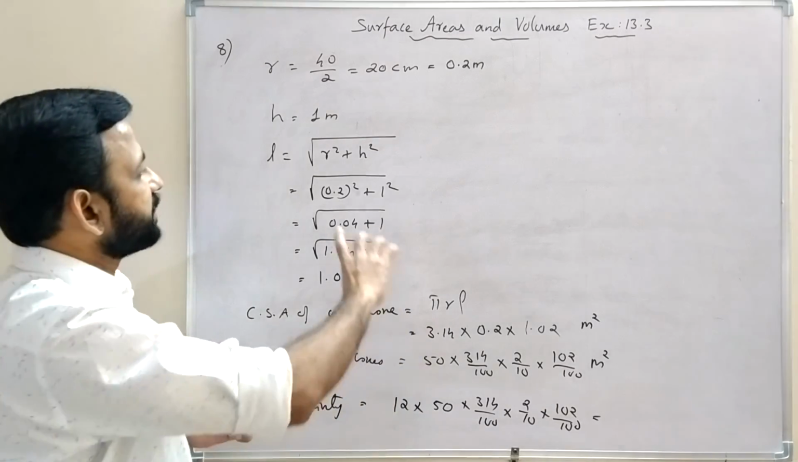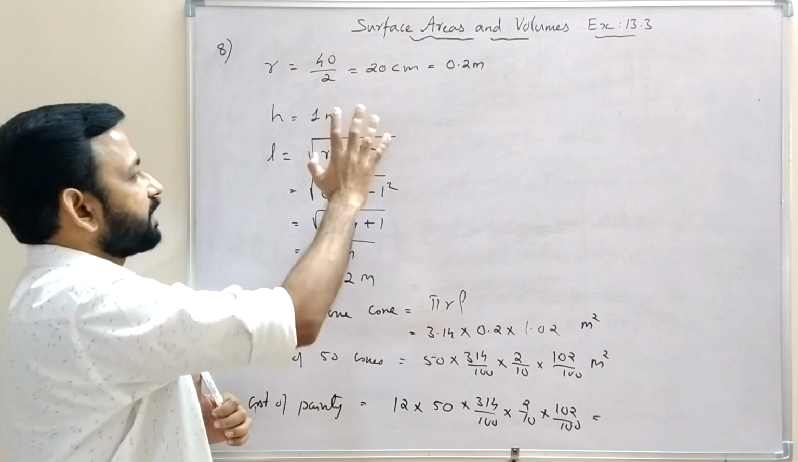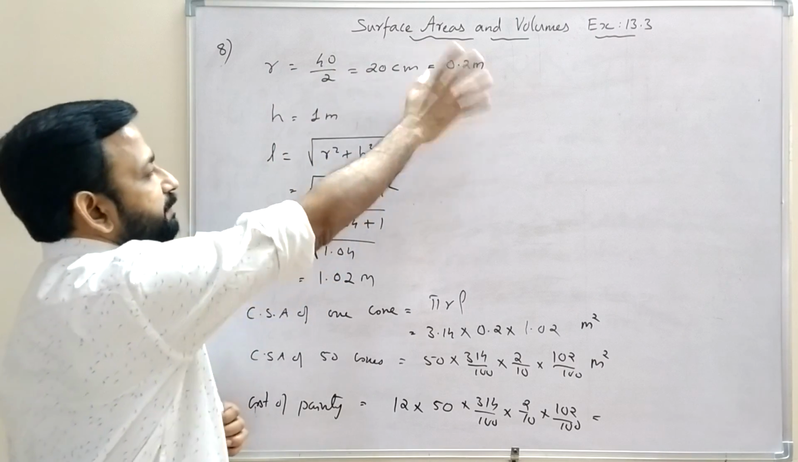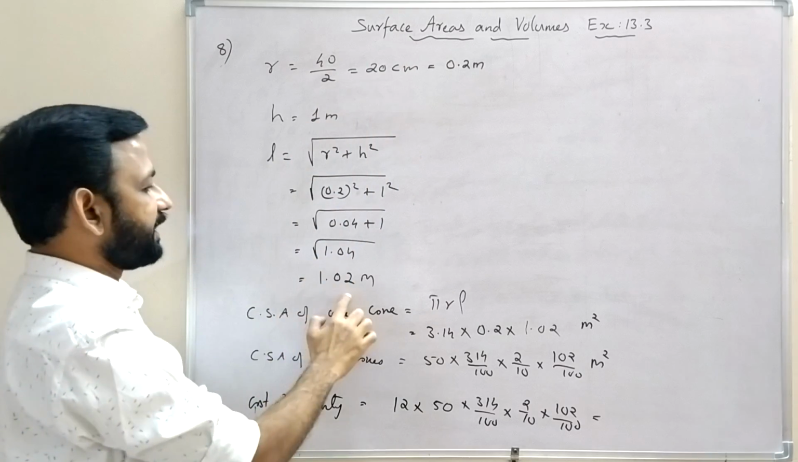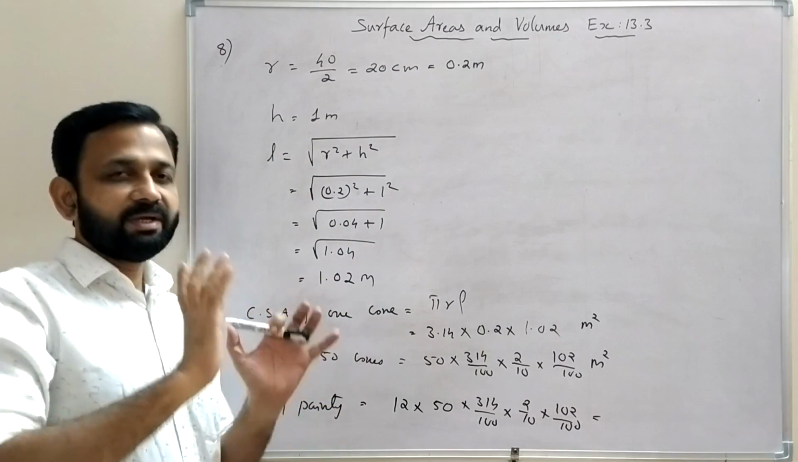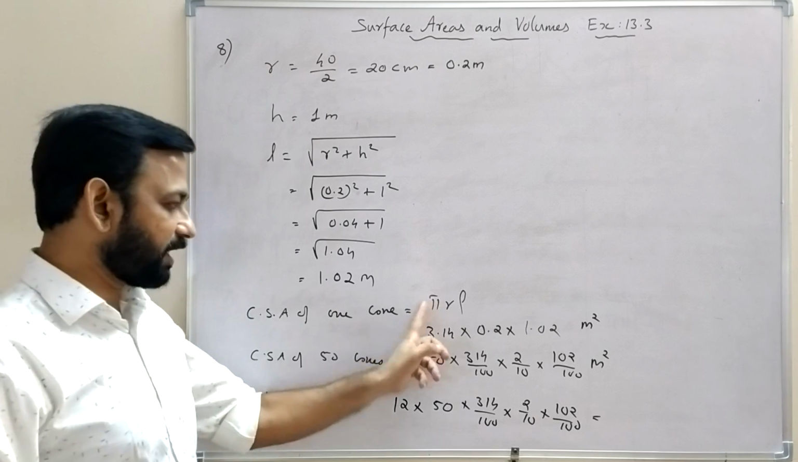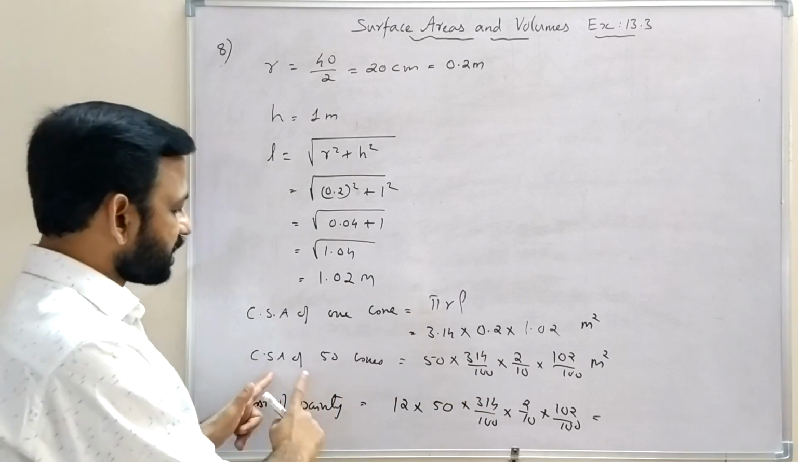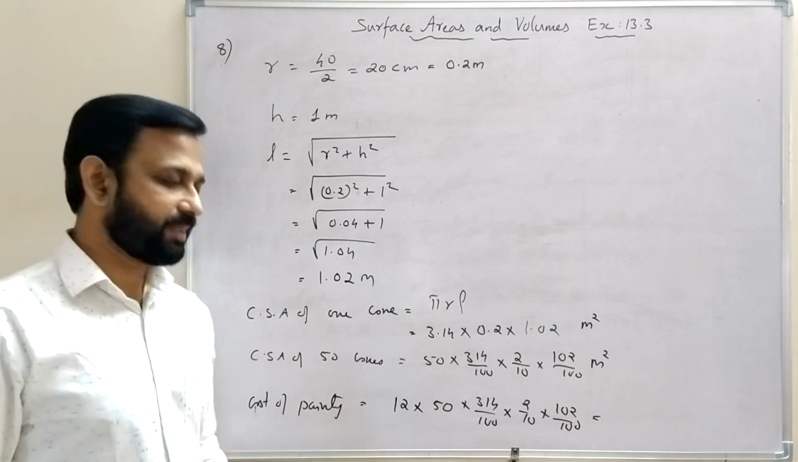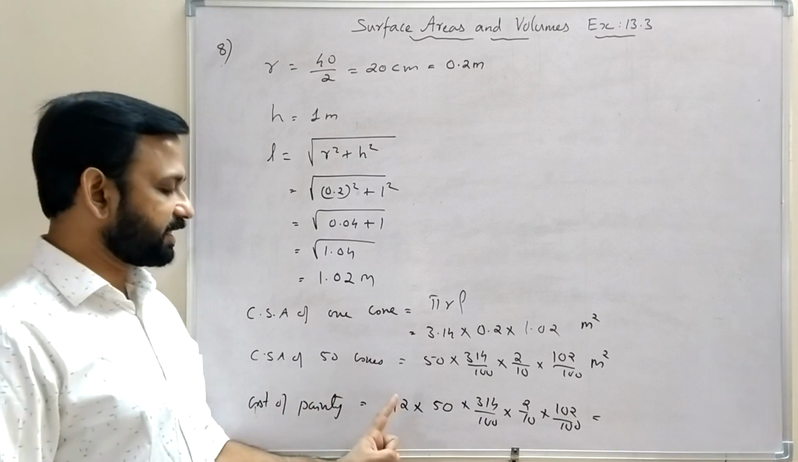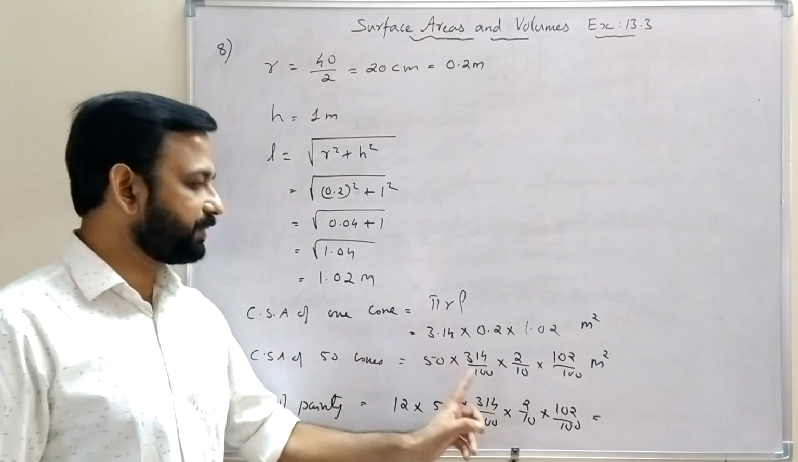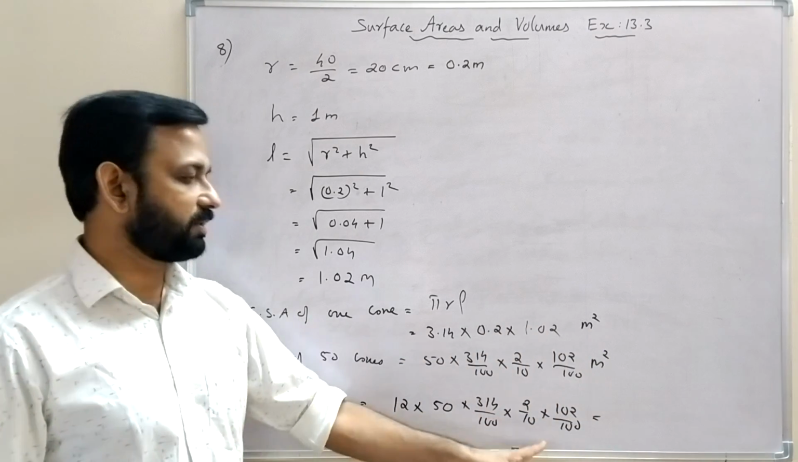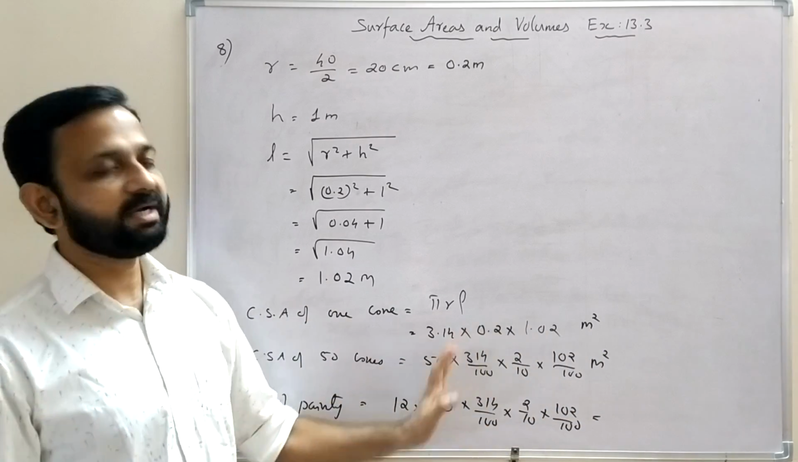So here, first we have to calculate L. H is 1 meter, the radius in meter, then slant height we got 1.02. We need to find the curved surface area of 1 cone, then the curved surface area of 50 cones, then the cost of painting, that is 12 per meter square. So 12 into 50 into the curved surface area of 1 cone. So when we simplify, we will get the final answer.